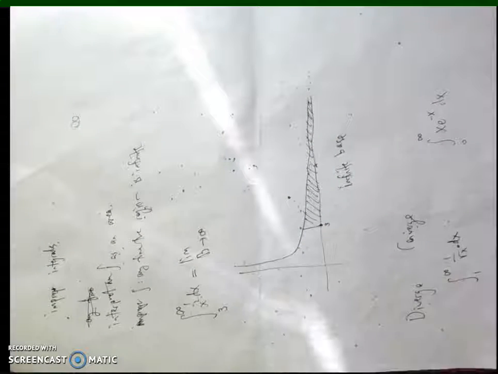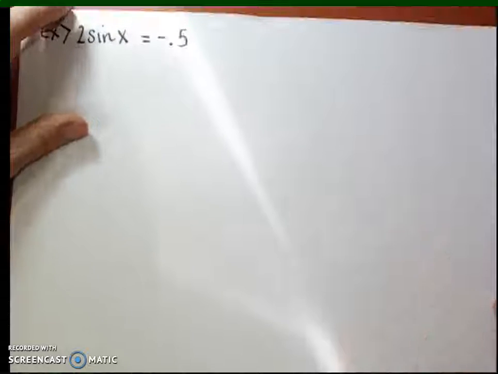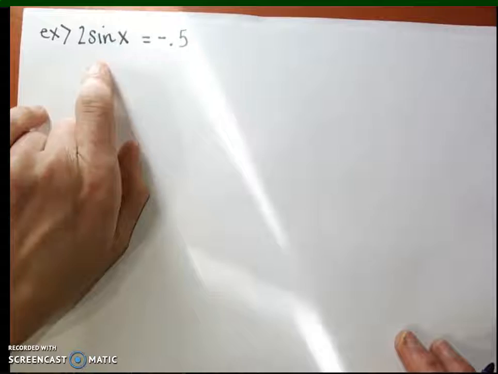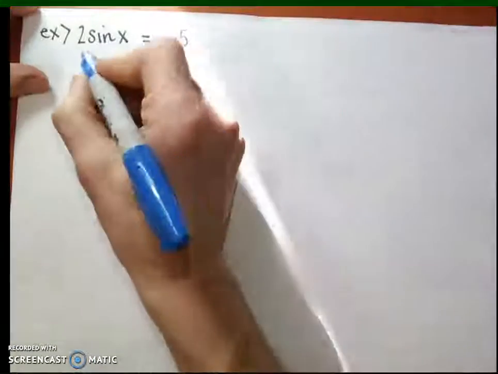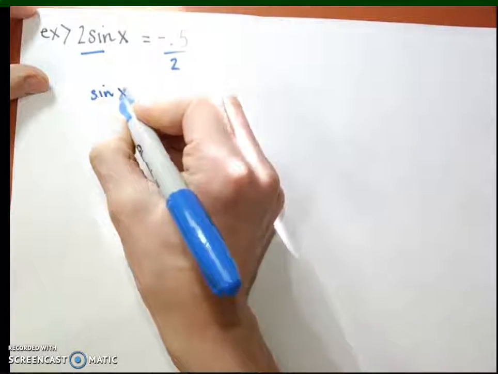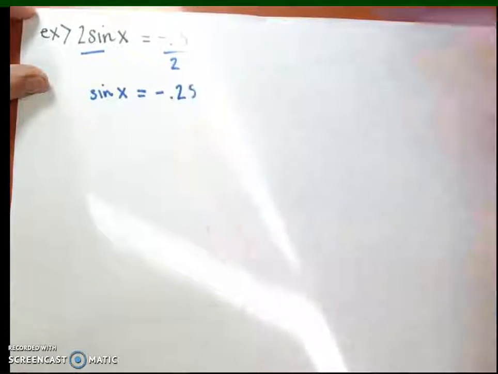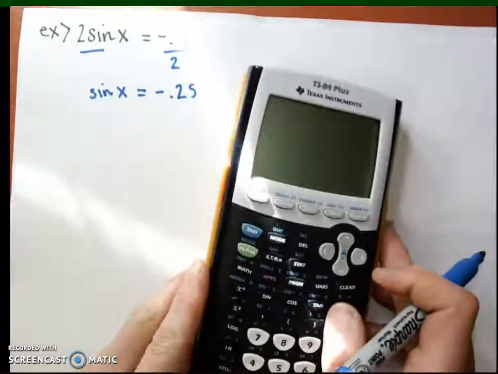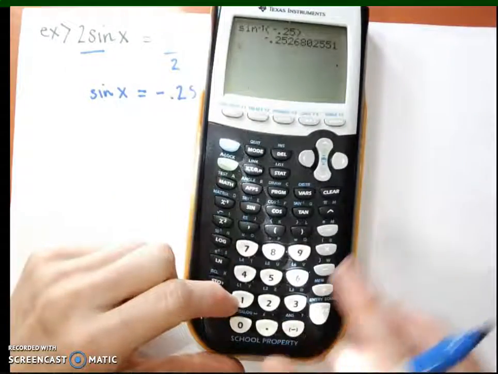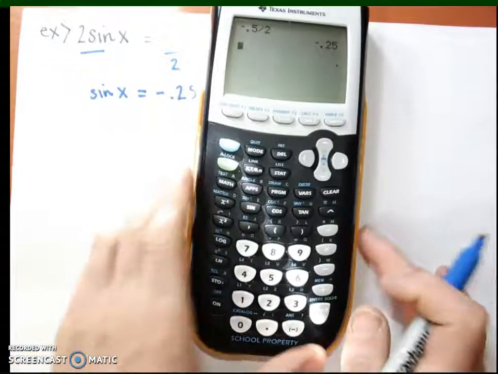Okay, so one last example for these basic ones. Let's say I have 2 sine x equals minus 0.5. I need to get it to look like sine x equals a number. So I'll divide both sides by 2. So now I get negative 0.25, because negative 0.5 divided by 2 is negative 0.25.